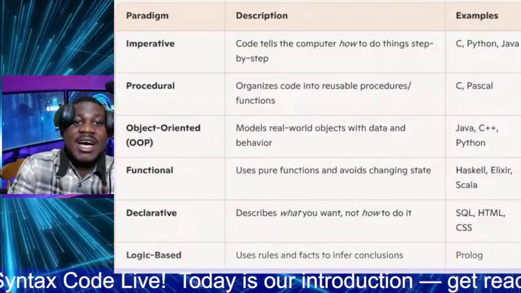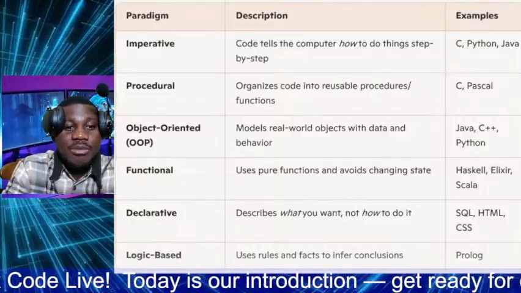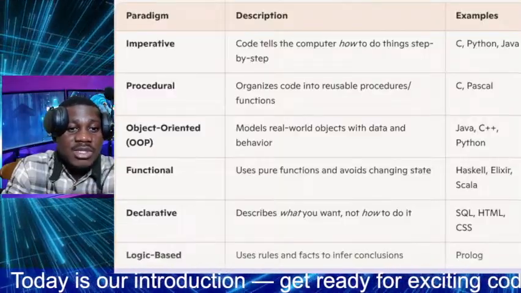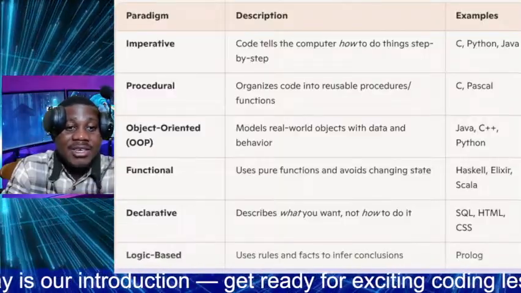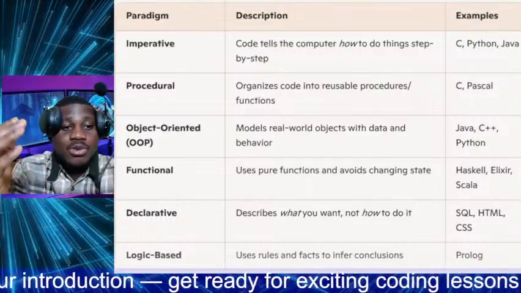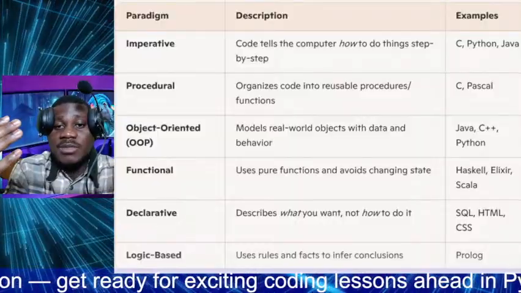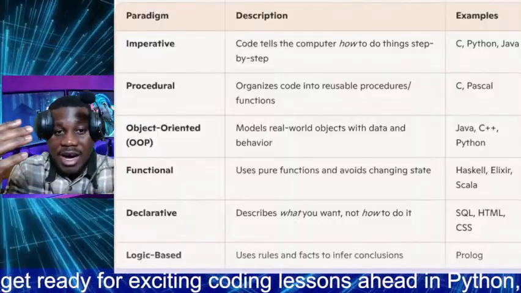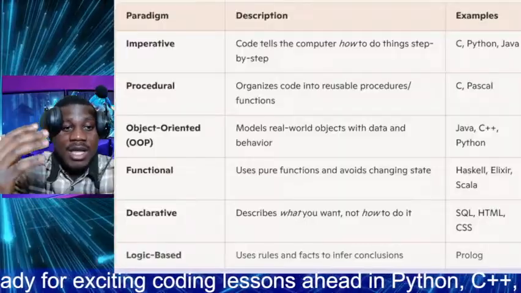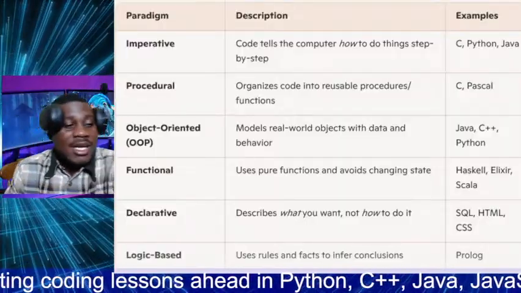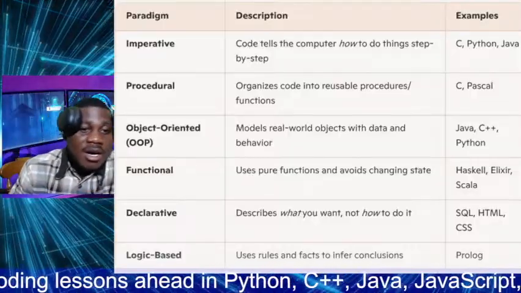These are some of the programming paradigms. We have imperative, procedural, functional, and declarative. Don't worry about knowing this. As we continue learning about C++, Python, and Java, you'll get to know how programming paradigms work. So please, let's take time and watch it.